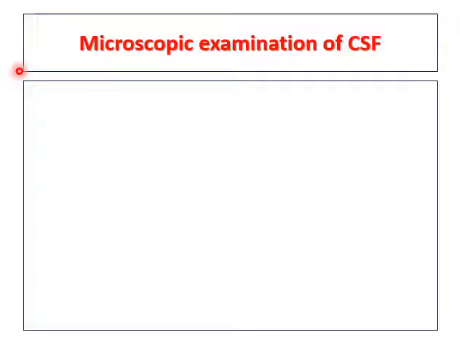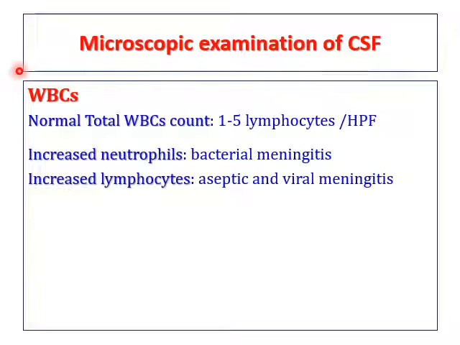As regards the microscopic examination, we mentioned that white blood cells normally about 1 to 5 lymphocytes per high power field. If we are having increased number of white blood cells, mainly neutrophils, so it is bacterial, and if it is increased and mainly lymphocytes, it will be aseptic or viral.